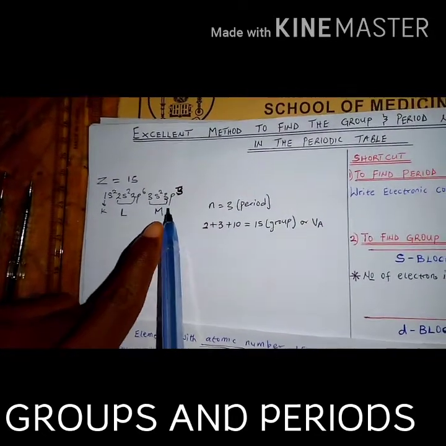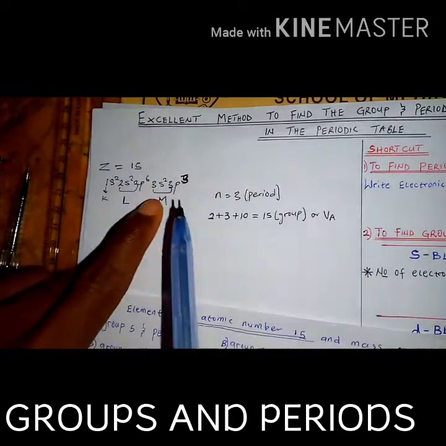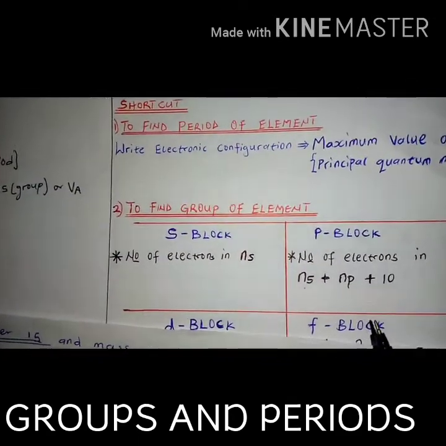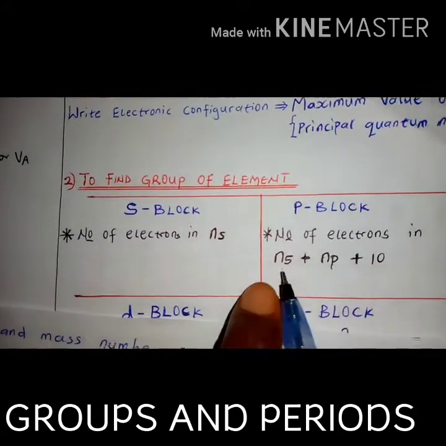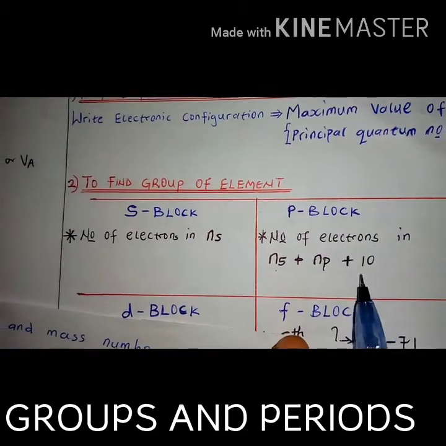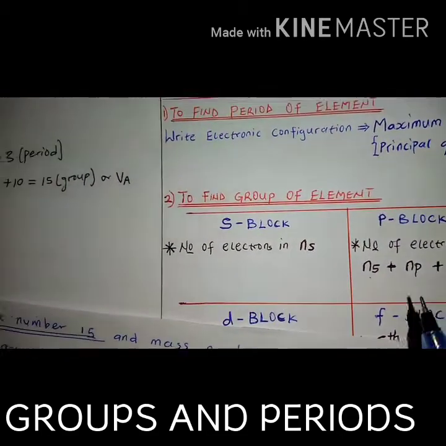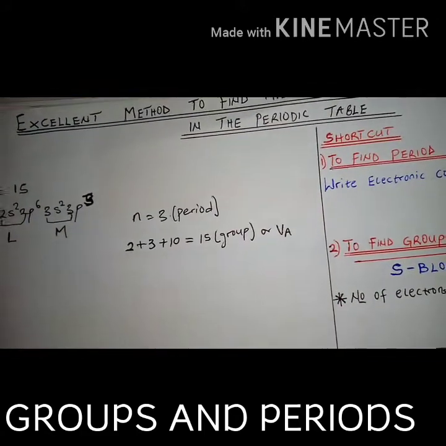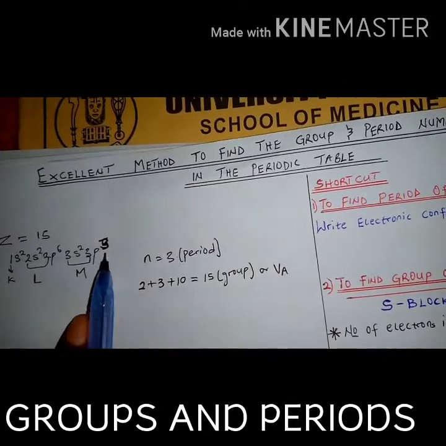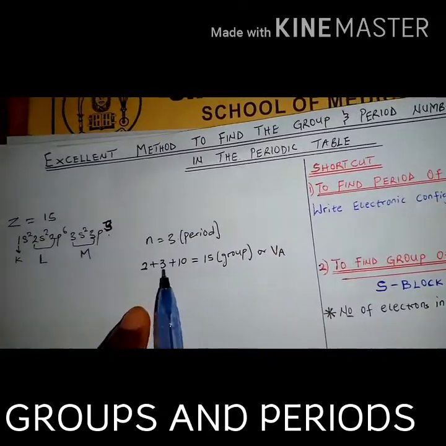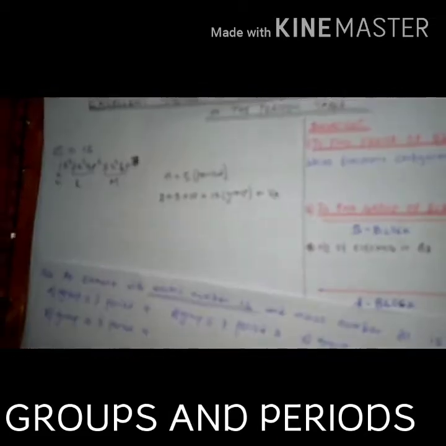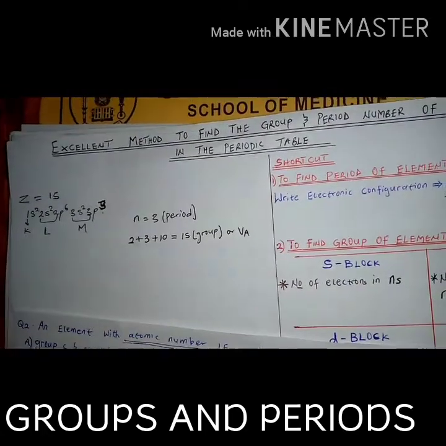Now let's determine the group. Now this guy falls under the P block. So let's fall back to our method. Now we said if the element is in the P block, the number of electrons in our ns plus np electrons plus 10 should give us the group. Now let's see if it will work. Now ns electrons is what? 2. np electrons is what? 3. So 2 plus 3 plus 10 should give us what? 15. So we can say that this guy is found in group 15 or in group 5A.